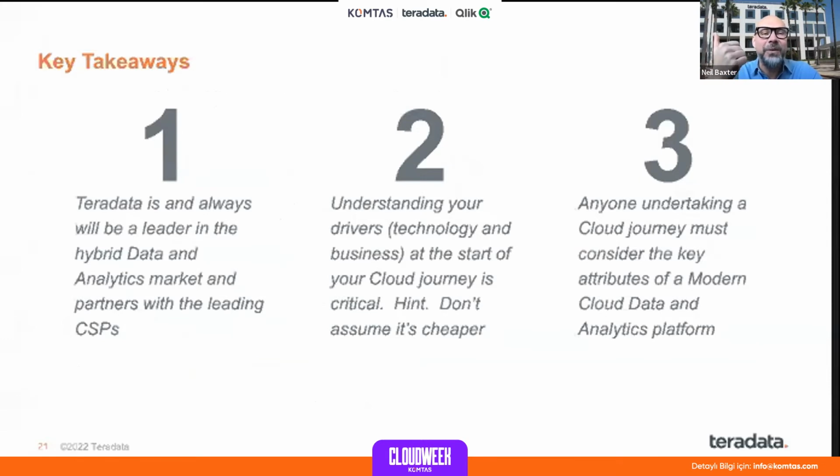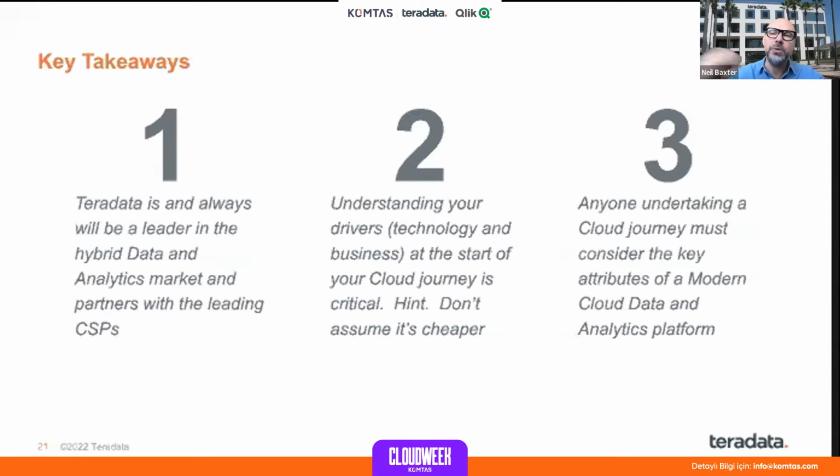Firstly, it's important to understand that we are and always will be a leader in the hybrid data and analytics market, partnering with the leading CSPs. It's been consistent over time. We really have been at the forefront, and we've seen our competition try to copy or emulate some of the things we're doing. But you can see it in the Gartner and Forrester analyst reports. We're in the lead, and we always will be in this market. We've always been a data analytics company.